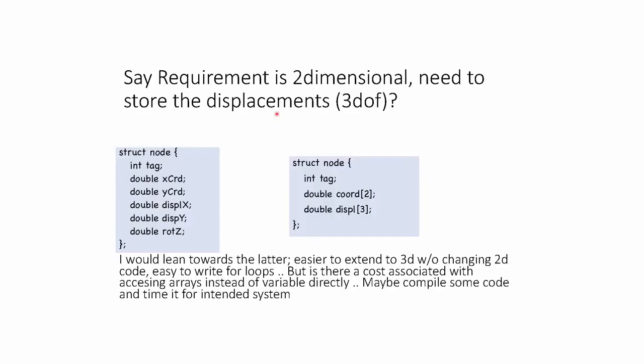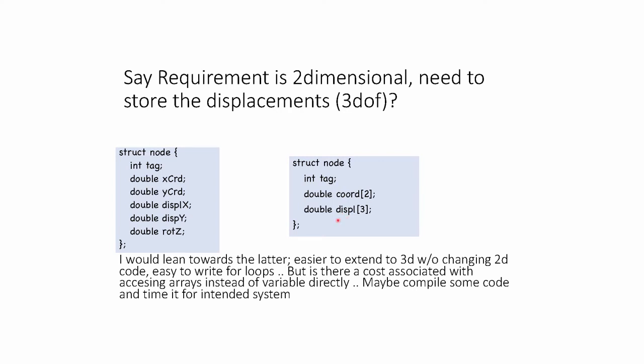So let's assume that we've decided that we've got a two-dimensional problem, and we're going to store 3 displacements. So how would we do it? We could do it this way here. Define our structure node. We've got x coordinate and y coordinate, and then the 3 displacements. Alternatively, we could store it like this. We could have an integer tag, and then store our coordinates and displacements inside an array, a fixed length array.